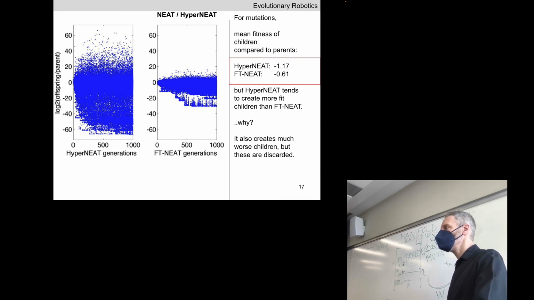How is this possible? What is it about HyperNEAT that allows a mutation to HyperNEAT to be both large, it has a big impact on the child, and positive? It makes the child behave much better than the parent. How is that possible?